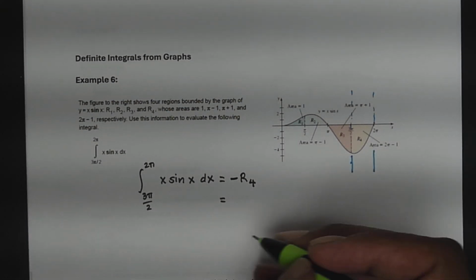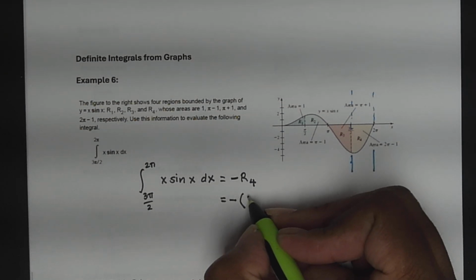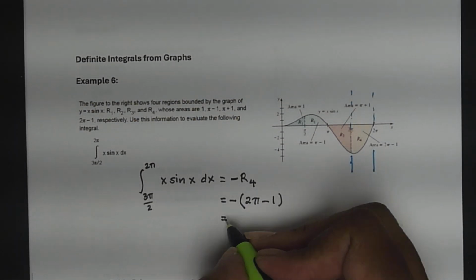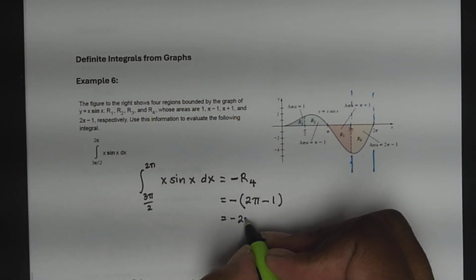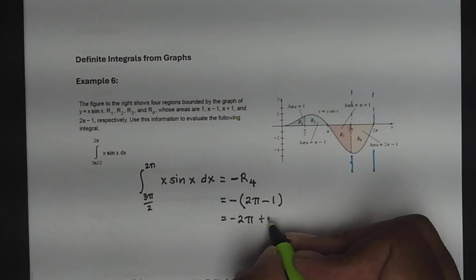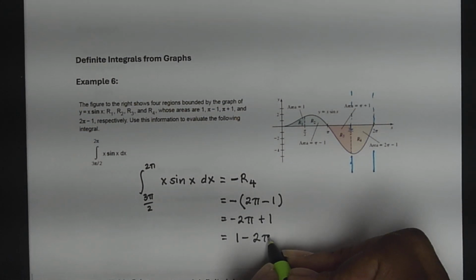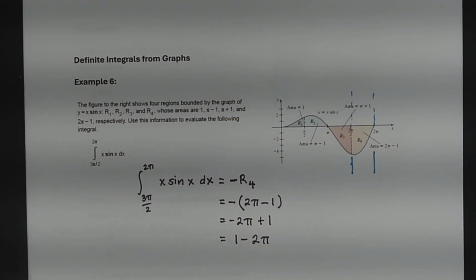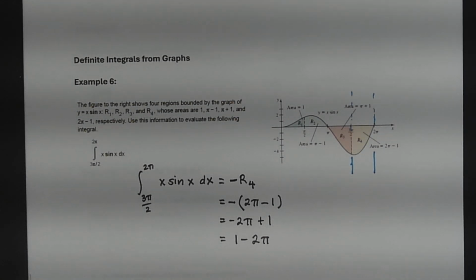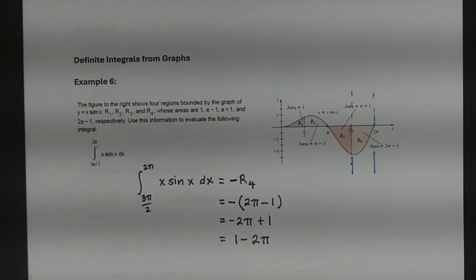R4 was 2 pi minus 1, so we bring over the negative sign. Well, if I distribute the negative, it would be negative 2 pi minus a negative times a minus 1 would be plus 1. Another way of writing that would be 1 minus 2 pi. All right, and that's all there is to it with that problem.